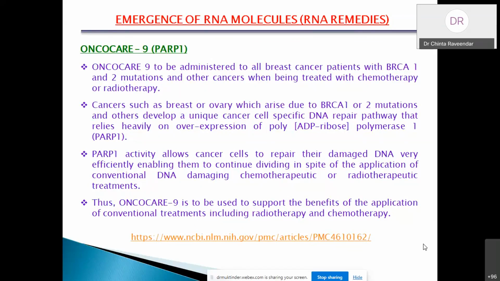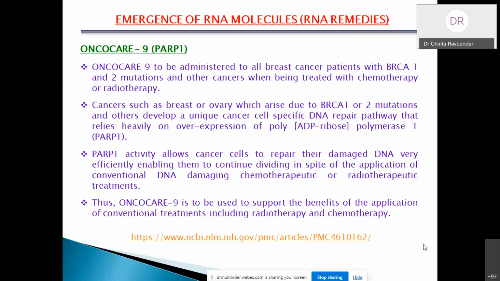Cancers such as the breast or ovary, which arise due to the BRCA1 and 2 mutation, and others develop a unique cancer-specific DNA repair pathway that relies heavily on the overexpression of a poly-ADP ribose polymerase, shortly called PARP. So PARP1 activity allows the cancer cell to repair their damaged DNA very efficiently, enabling them to continue dividing in spite of the application of conventional DNA damaging chemotherapeutic or radiotherapeutic treatments.